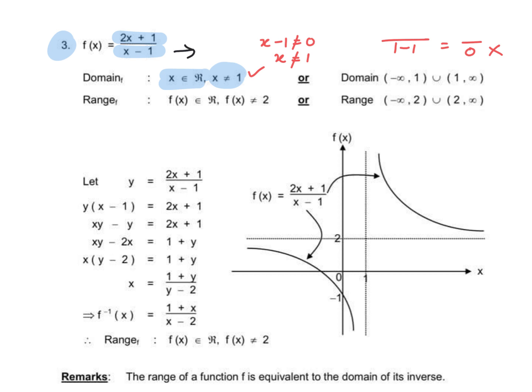Okay, so we have the remark here. Let's check the remark first, then we will go to the steps of finding the inverse. Later on, we actually have a special subtopic focusing on the inverse. So the remark here: the range of the function f is equivalent to the domain of its inverse. So indirectly, when we find the domain of the inverse, it is actually the range of the function. Now let's check how we can find the inverse of this function.